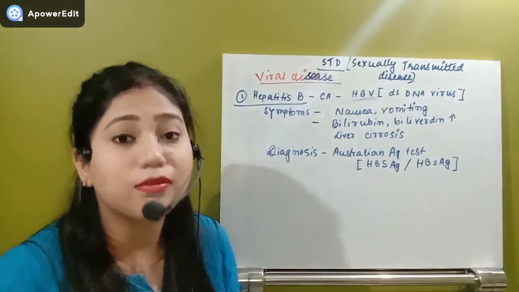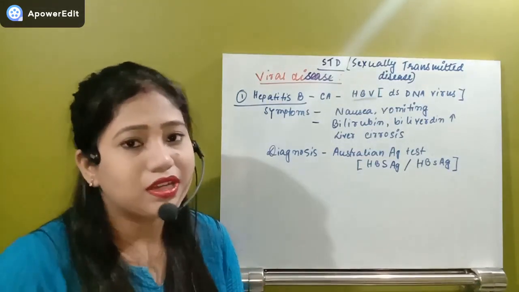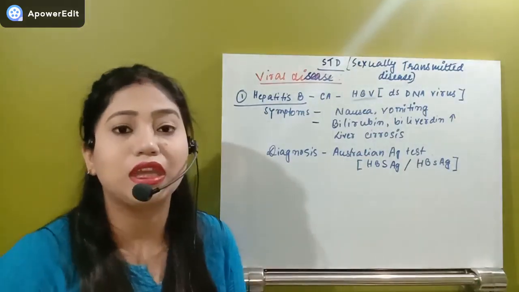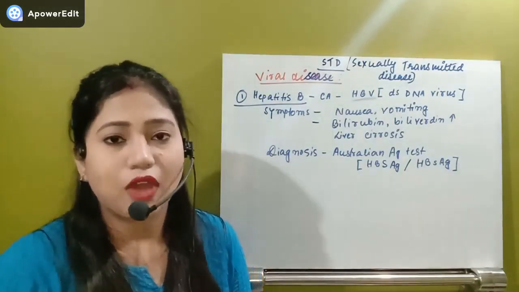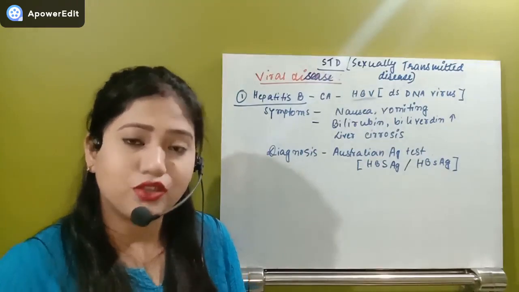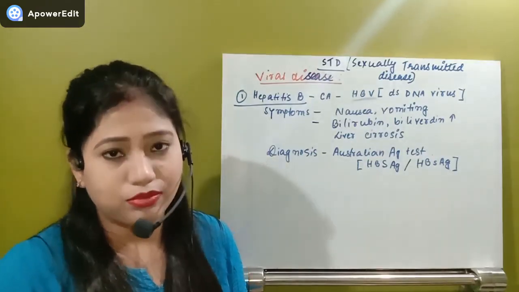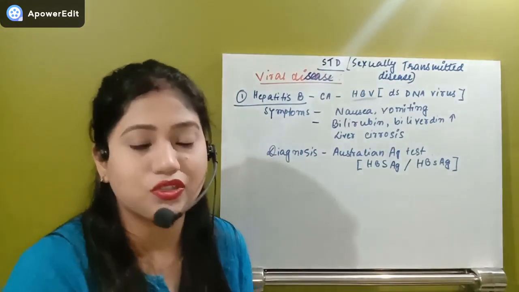And in extreme cases, what happens? It can cause liver cirrhosis. What is liver cirrhosis? The virus starts to kill the cells that are known as hepatocytes. Whenever hepatocytes get killed by the virus, gradually in that dead cell region, white fibrous tissue, that is collagen fibers, starts to replace those cells.